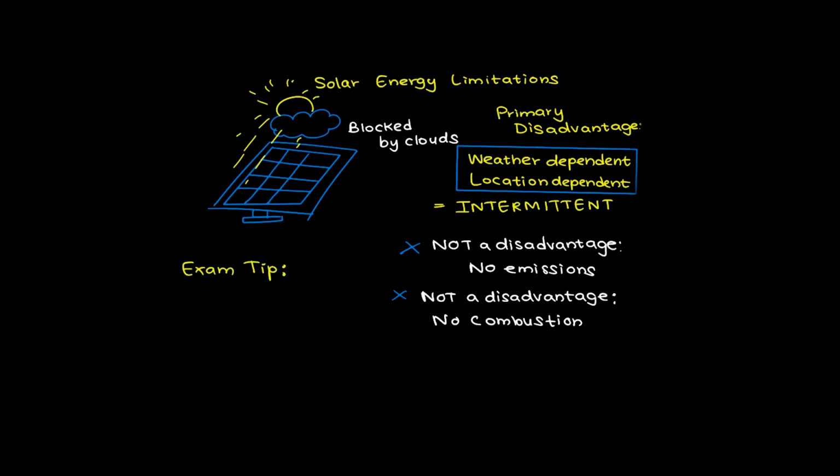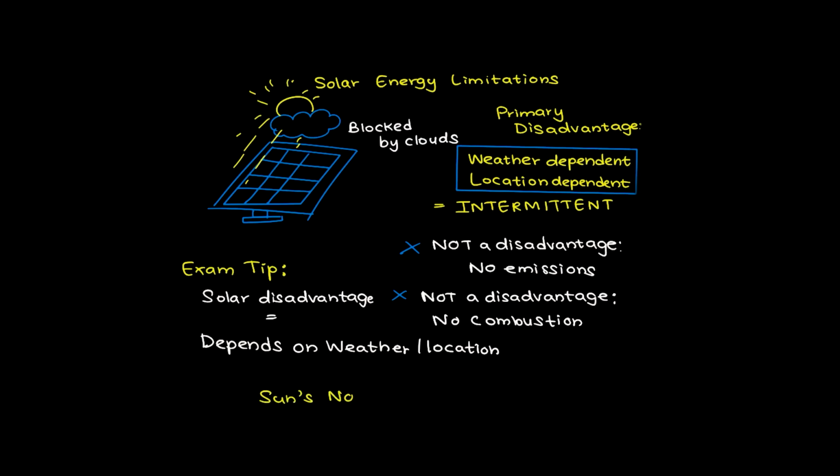Here's a WGU C165 OA exam tip for you. Solar's main disadvantage is weather and location dependence. The phrases intermittent, variable, or depends on conditions all point to this limitation. Quick recall hook: Sun's not always there. Solar depends on weather and location.